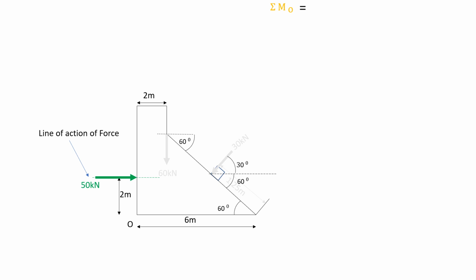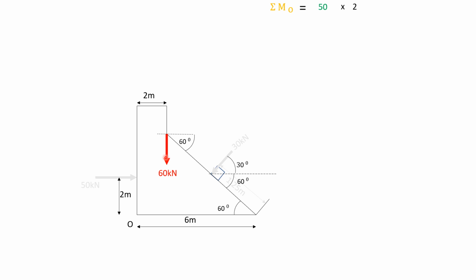Now, to locate exact position of resultant, taking moment of the forces about point O. So for this force, line of action of force is like this, and it will have a perpendicular distance of 2 meters from point O. So its moment will be 50 into 2, and it will rotate clockwise. So 50 into 2 clockwise, plus.